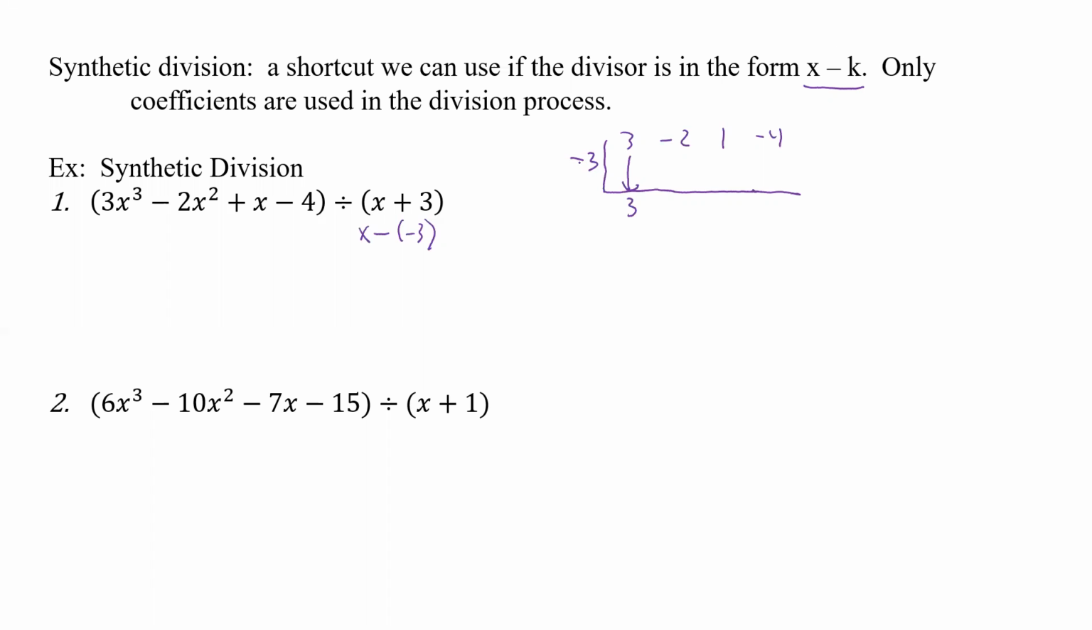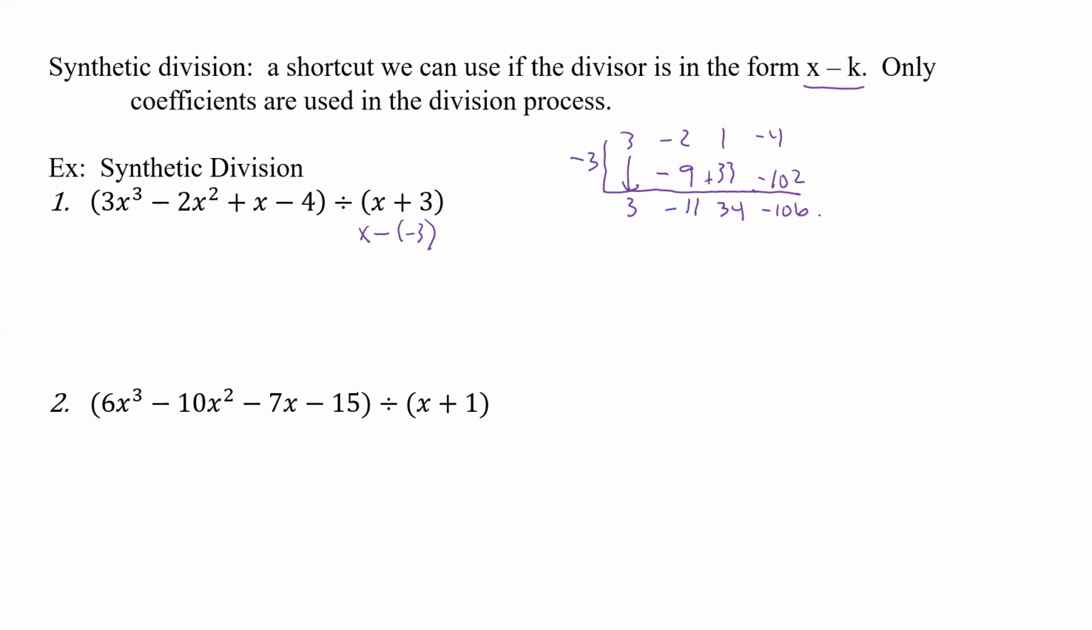Now we multiply negative 3 times 3. That's a negative 9. Now we add: negative 9 minus 2 is negative 11. Now we multiply again. We take negative 11 times negative 3, so that's a plus 33. Now 33 plus 1 is 34. Now 34 times a negative 3 is going to be negative 102. Add those together, we get negative 106.